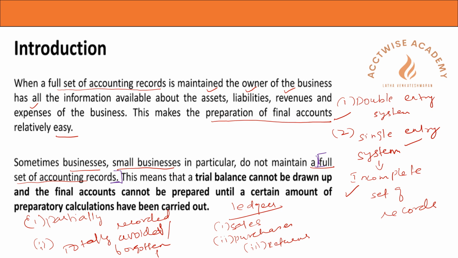Then the drawing up of the trial balance becomes very difficult. We cannot draw a trial balance when the double entry system of accounts is not maintained. And ultimately final accounts cannot be prepared until a certain amount of preparatory calculations are carried out. In this chapter, we are going to see those preparatory calculations when an incomplete set of accounting records is maintained by the business.